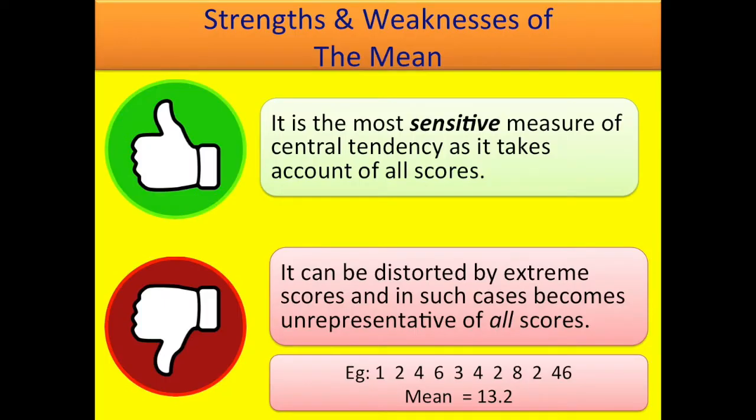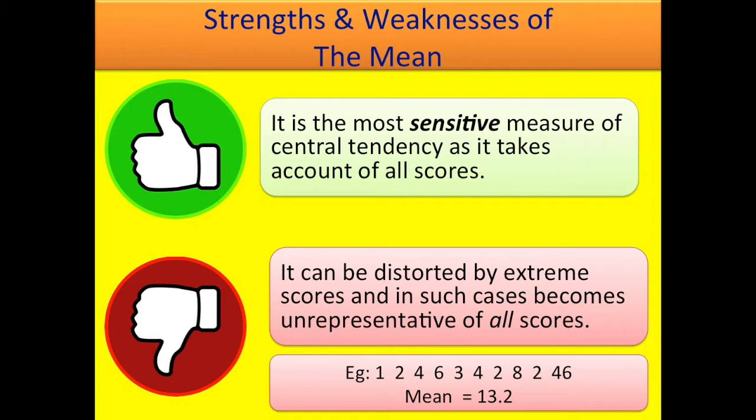Strengths and weaknesses of the mean. A strength is that it's the most sensitive measure of central tendency as it takes account of all scores. And if they ask you for an advantage of the mean, it's fine to simply write that. The way I remember it is, if someone's being mean to you, then you might feel quite sensitive. And so that leads me to remember that it's the most sensitive measure of central tendency. It takes into account all scores.